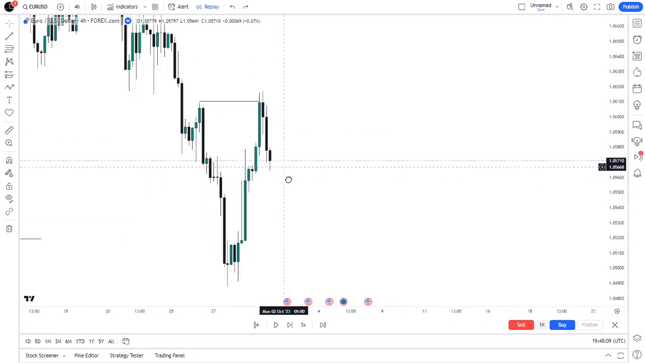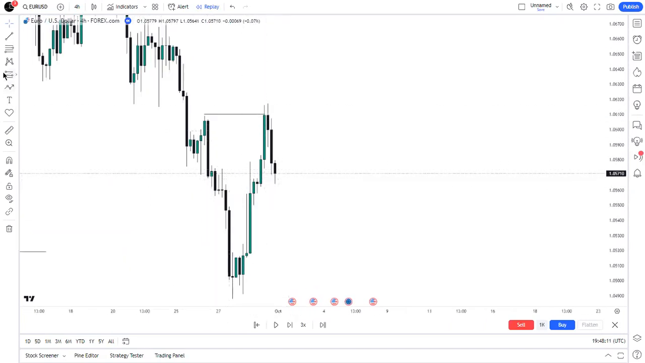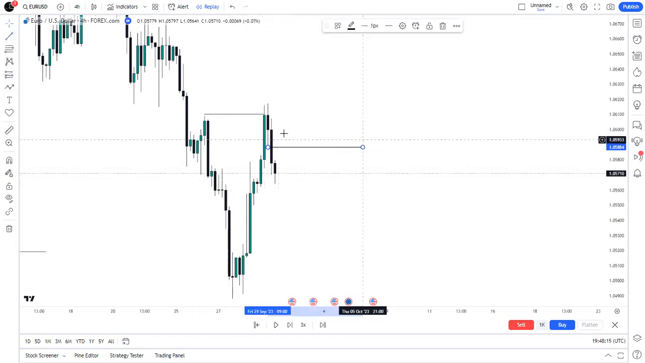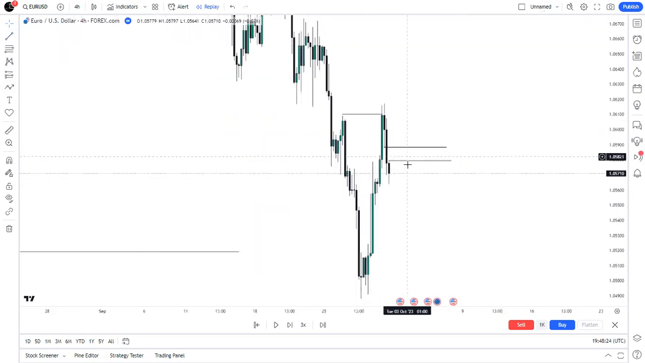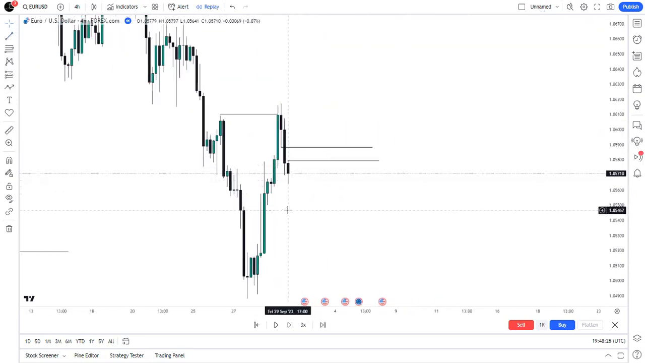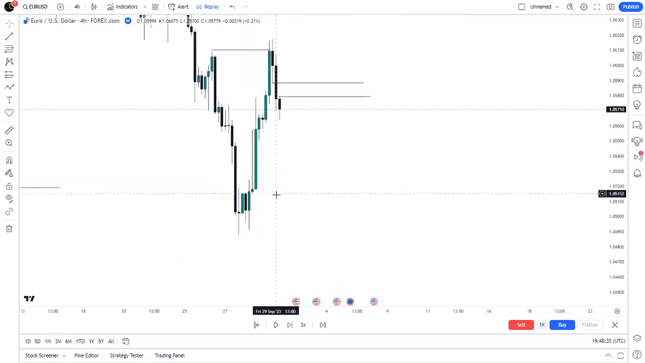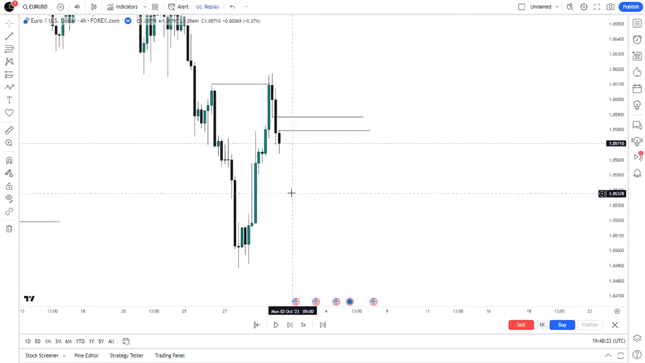Now look at something really interesting right here. After we took out buy side liquidity, price formed a fair value gap over here, and then price was trading below the fair value gap at that point. So I knew that at this point I need to catch a continuation, and before you catch a continuation, you want to see a retracement happen.